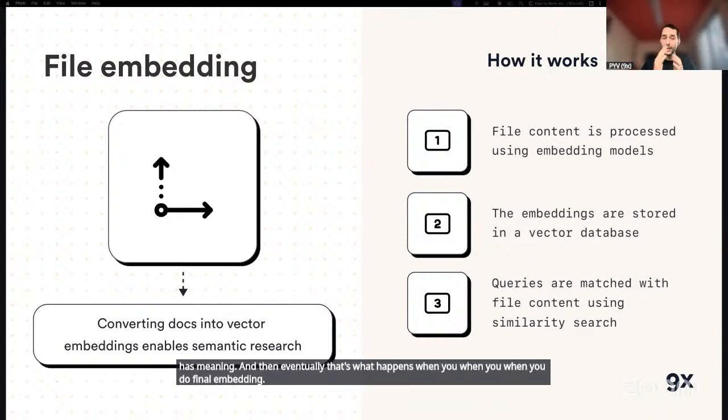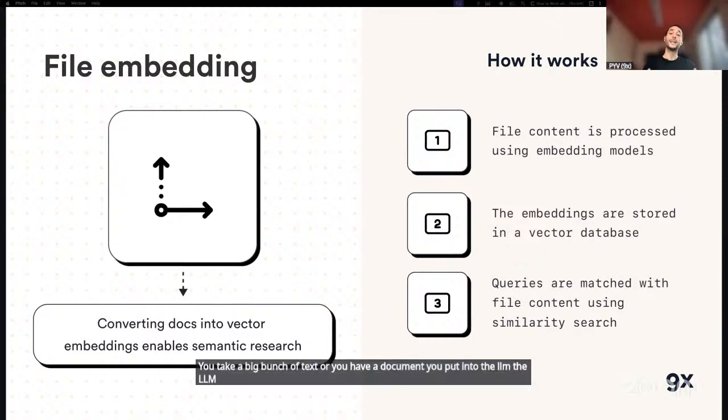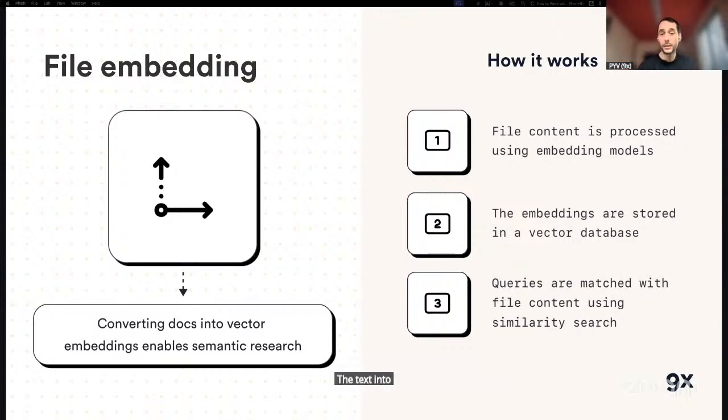You take a big bunch of text, or you have a document, you put it into the LLM. The LLM stores that document, it takes time, it processes it, and the embedding model is used to transform the text into meaning, into vectors. And then eventually you can run queries against this.